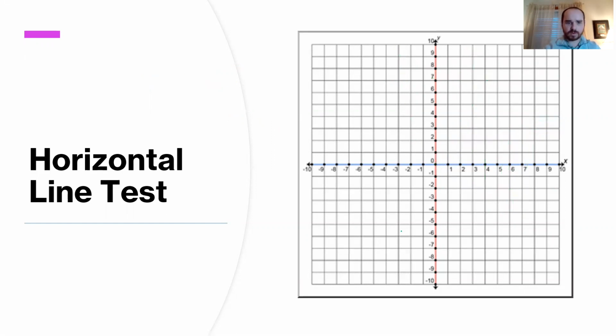Now, the other thing that the horizontal line test does, I want to mention two other things. So first, let's look at, again, this is an approximation, but let's look at the graph of x cubed.